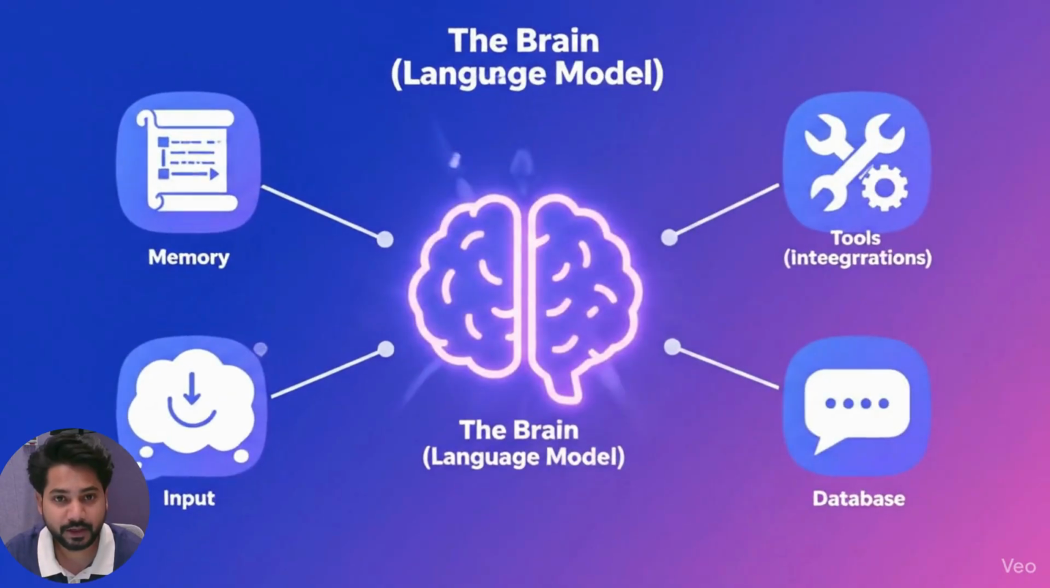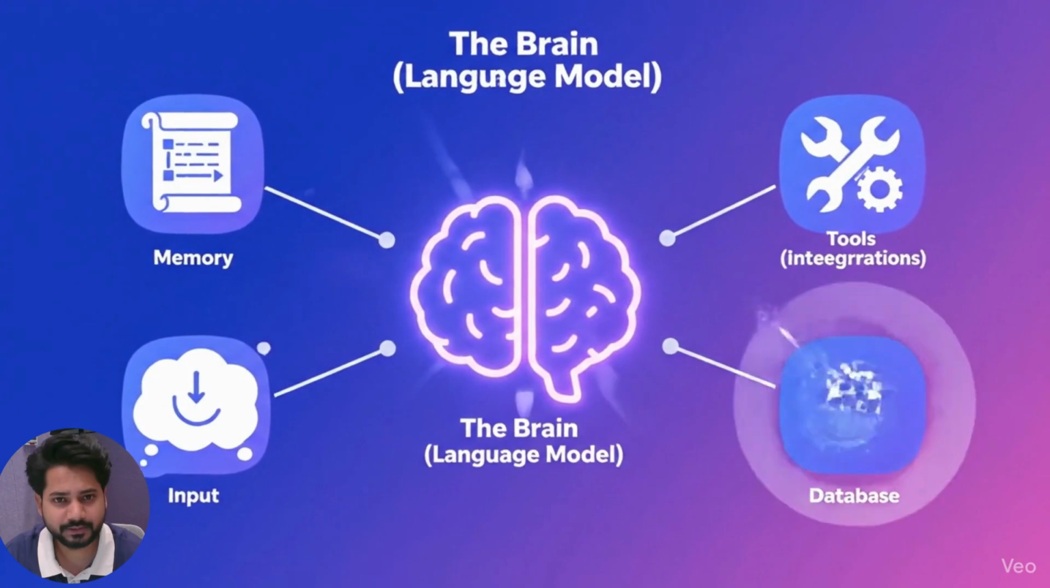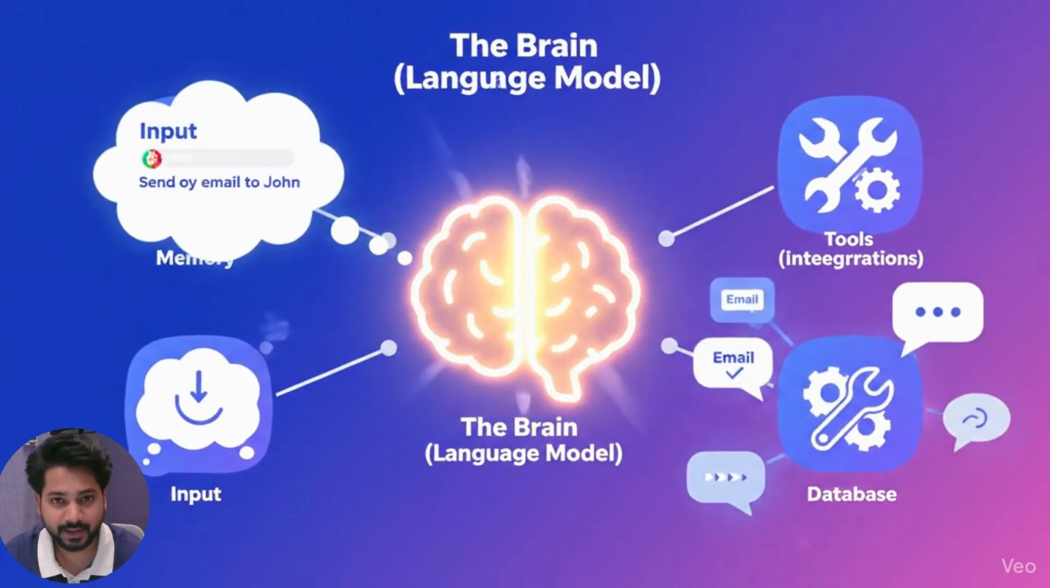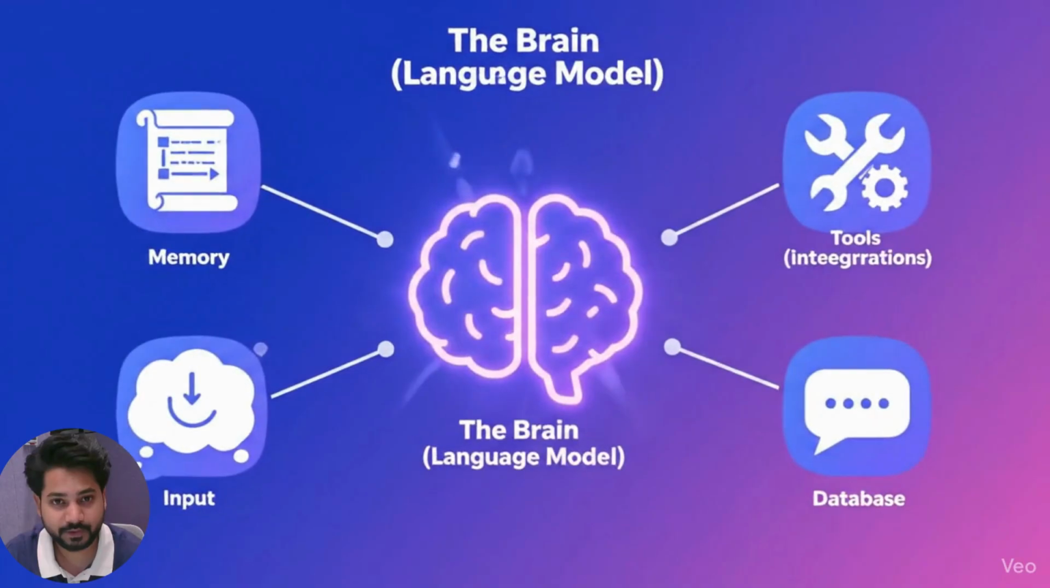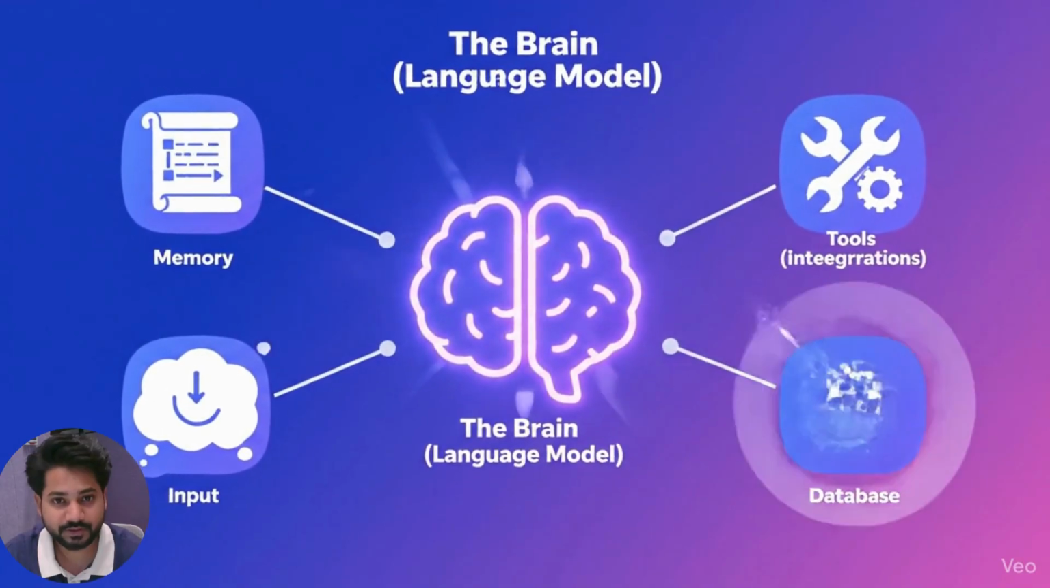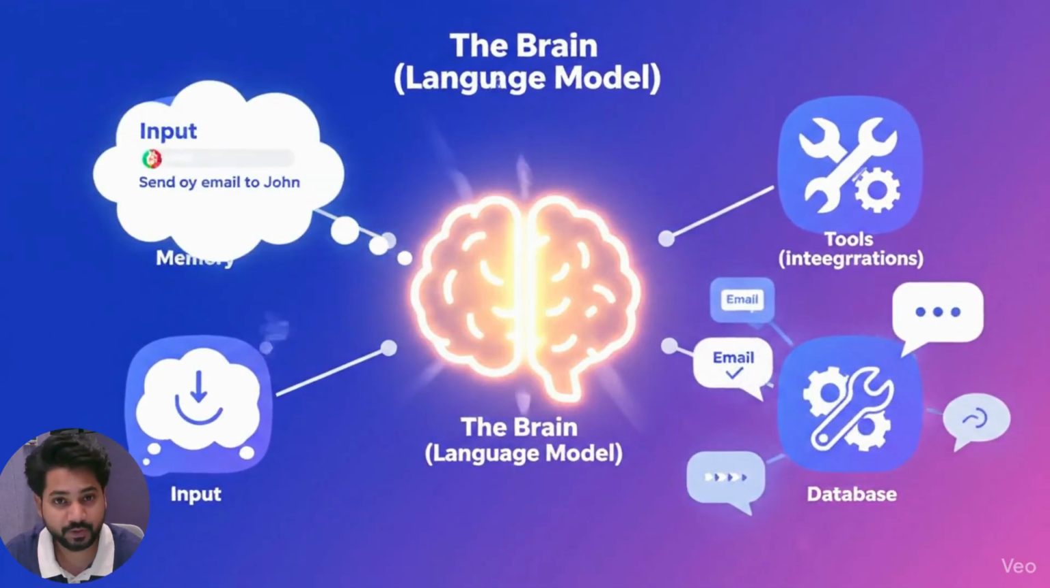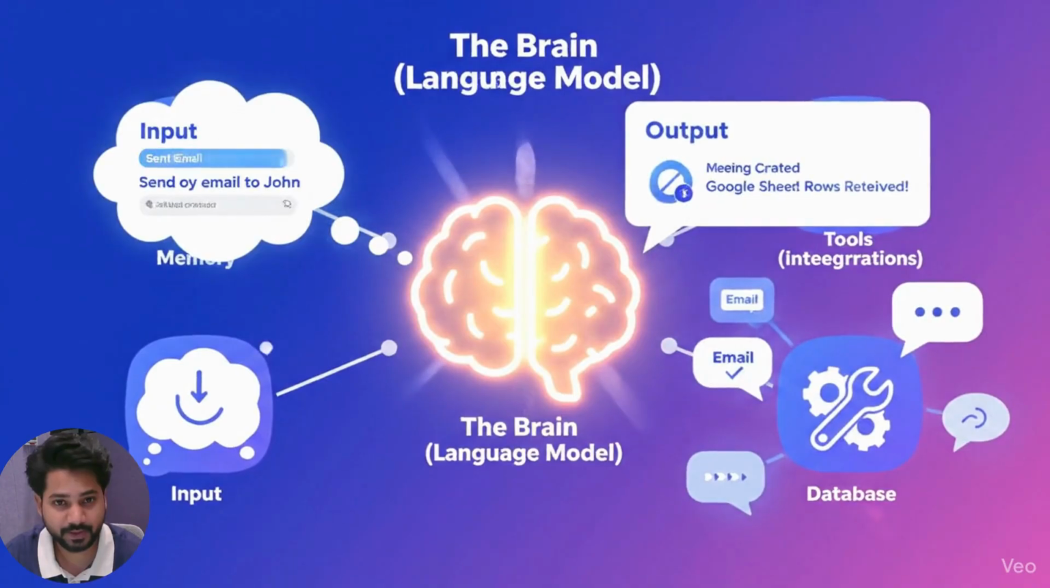The input and output. The input is your simple command, like find a hotel in Paris. The output is the result. The booking confirmation, a generated summary, or the data you asked for. Now let's come back to our n8n workflow.